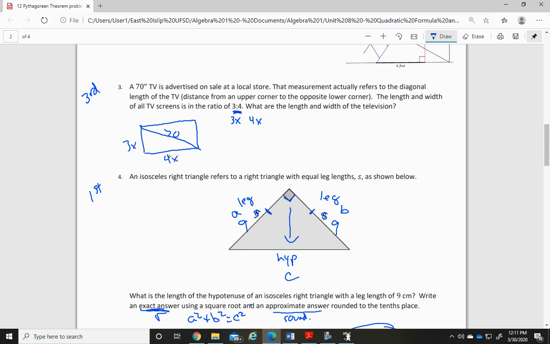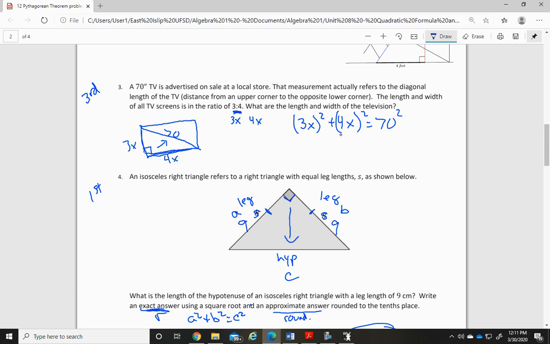I don't know if you're noticing something I'm noticing. I won't say it out loud yet. But I could use the Pythagorean theorem because these are the legs of a right triangle, and that's the hypotenuse. So I could do 3x squared plus 4x squared equals 70 squared.